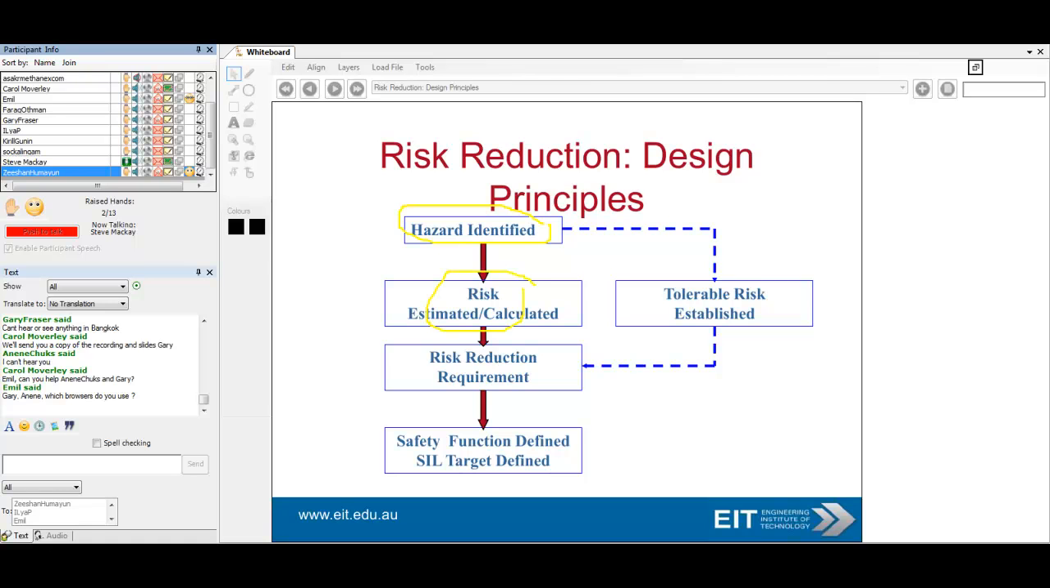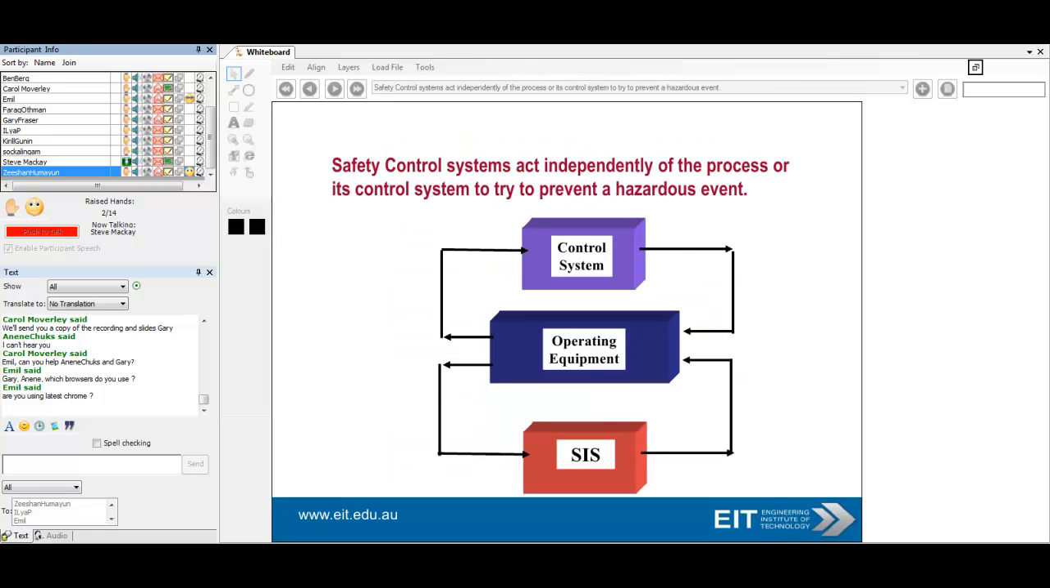So safety control systems obviously act independently of the process. Why do we have them acting independently of the process? Well, the idea is to prevent you, with your PLC, making a mistake in the programming, which of course could cause a diabolical failure. So the whole idea is to ensure that your safety control systems are completely independent of the process, of the control system, or the PLC, or the distributed control system. It's really important.